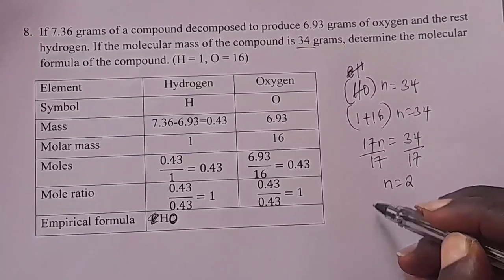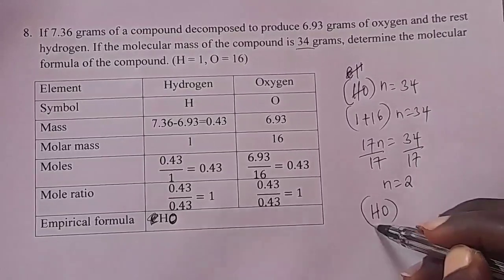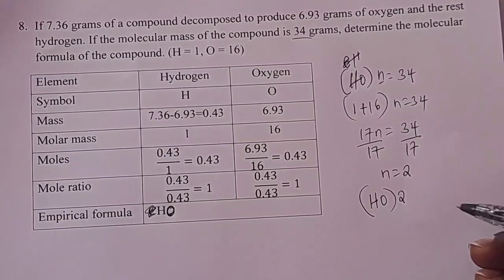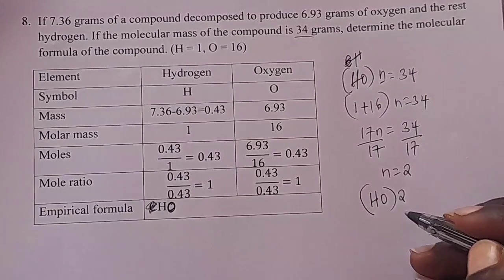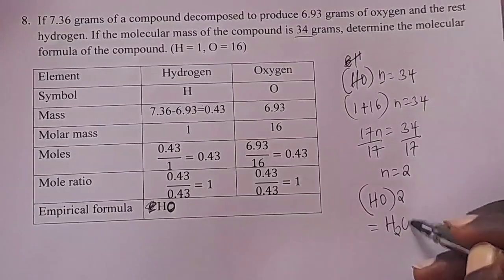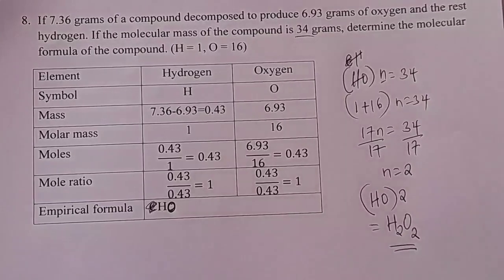So let's have the empirical formula. It will be HO close bracket. So we replace N with 2 because we have gotten the value of N, which was 2. So to remove the bracket and get now the molecular formula, we are going to have H2 then O2. So we are going to have H2O2, that's hydrogen peroxide.